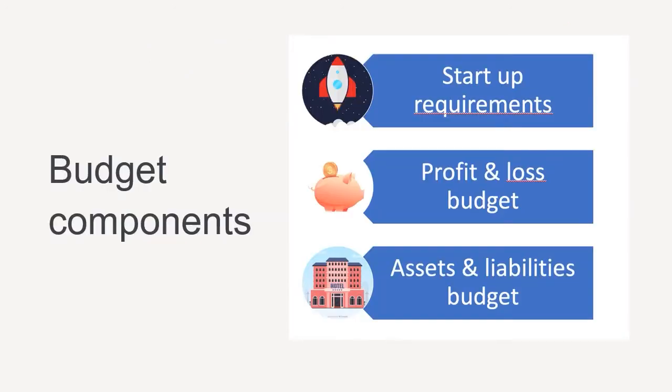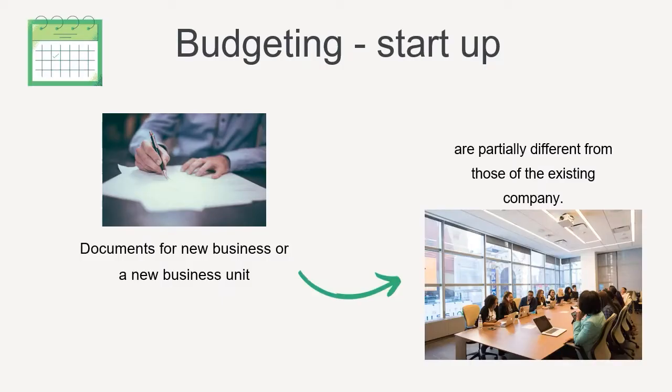In the frame of budget components, we must take into account the startup requirement, profit and loss budget, assets and liability budget. There are many types of budget that may be prepared in a business plan, depending on the business type, the stakeholders of the business plan and its goals. Documents produced while launching a new business or a new business unit are partially different from the usual output produced by an existing company. The process is harder, since no internal historical evidence is available.